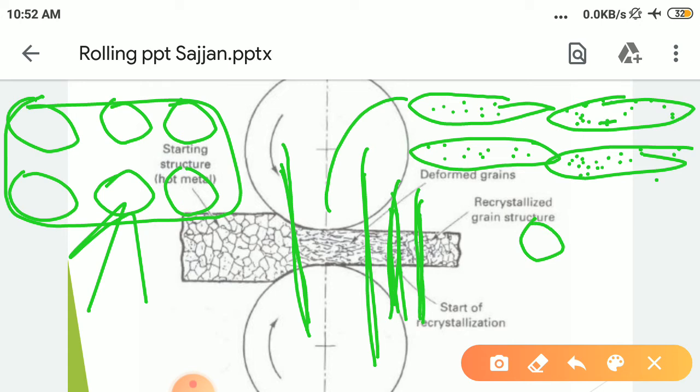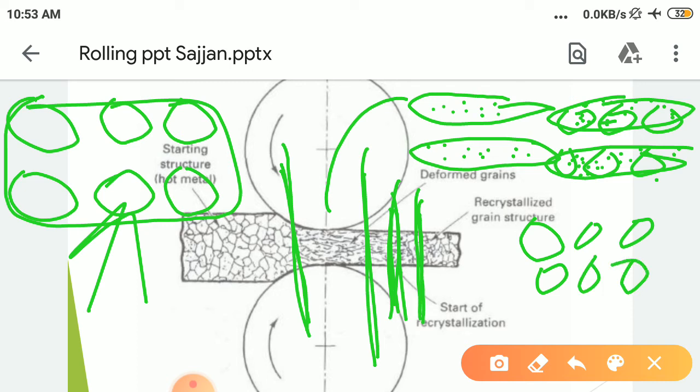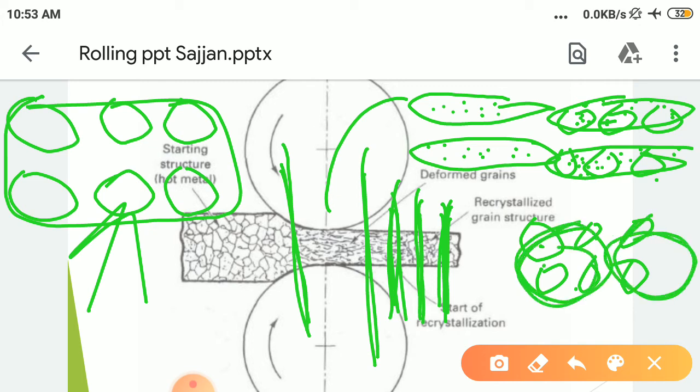Inside this, only grains will start forming like this. Okay, so we'll get grains like this. And at the end, the third phase of annealing is grain growth. In grain growth, these grains will get combined and one big grain will be there. So there will be growth in the size of the grains.